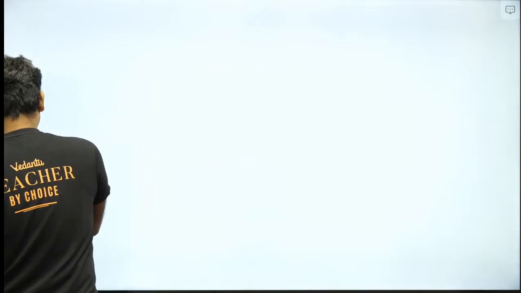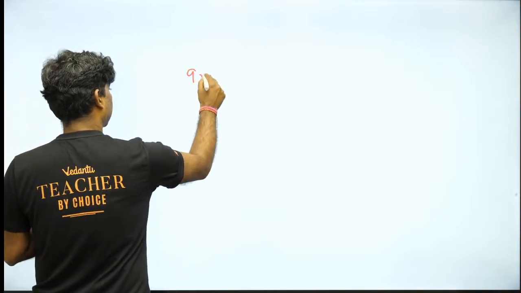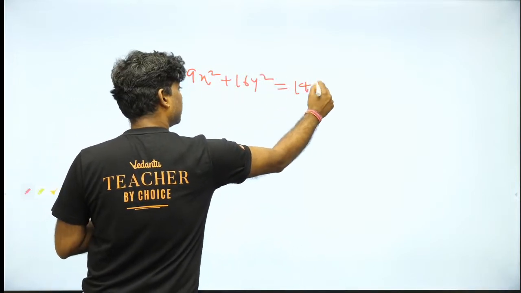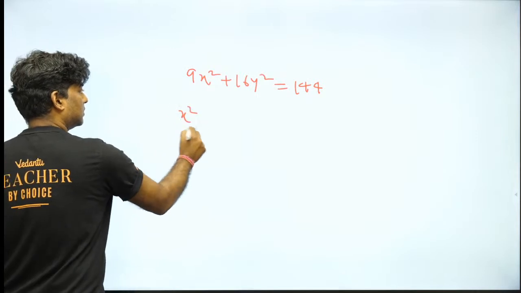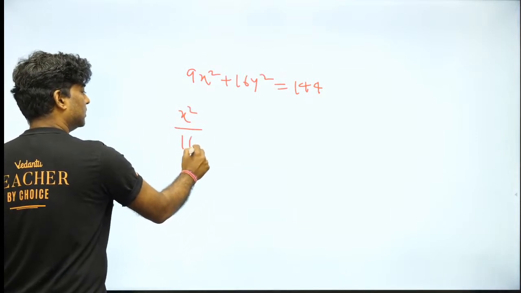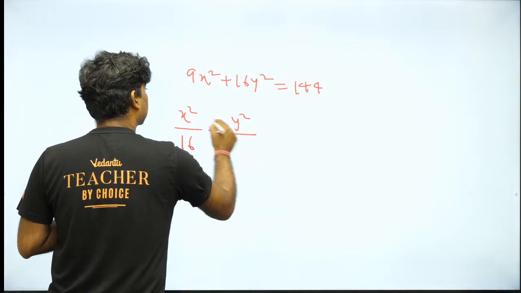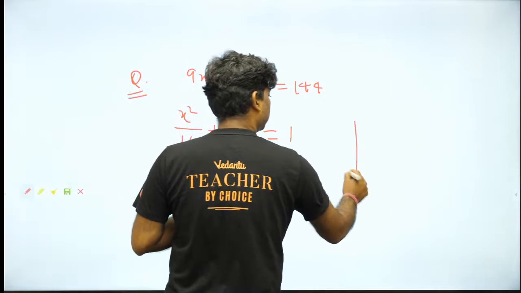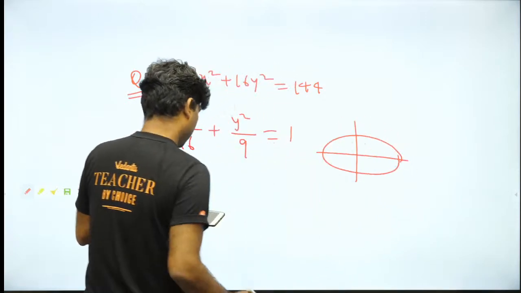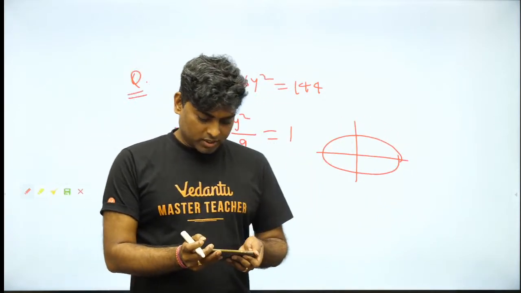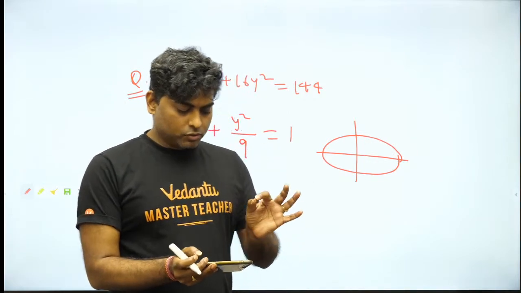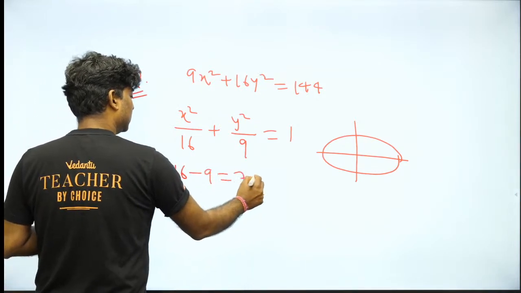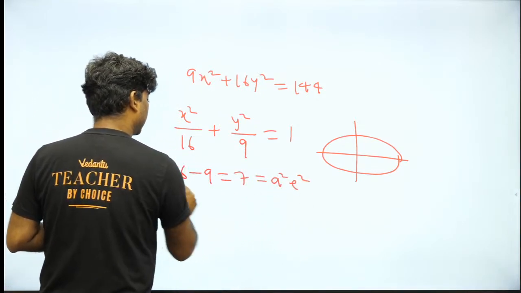See, another problem I'd like to take. Yeah, there was an ellipse: 9x square plus 16y square is equal to 144. So today we don't have the problem on the board, I am writing it. Okay. So this is the ellipse. They are asking about what?